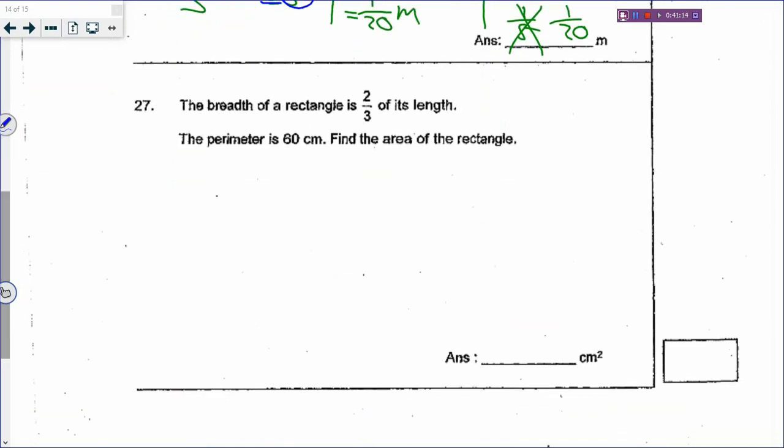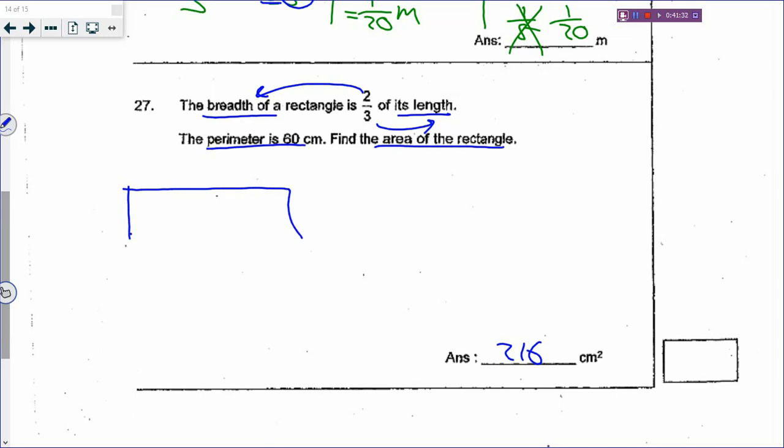Question 27, your answer should be 216 cm square. The breadth of a rectangle is 2/3 the length. The perimeter is 60 cm, find the area of the rectangle. When there's an area and perimeter question, I will usually draw a diagram. It's part of heuristics, drawing a diagram. So the breadth is 2 units and the length is 3. By drawing out the diagram, it shows the problem. So the perimeter is what? Perimeter means you add all the sides of the rectangle. So 3 plus 2 plus 3 plus 2, that will be 10 units.